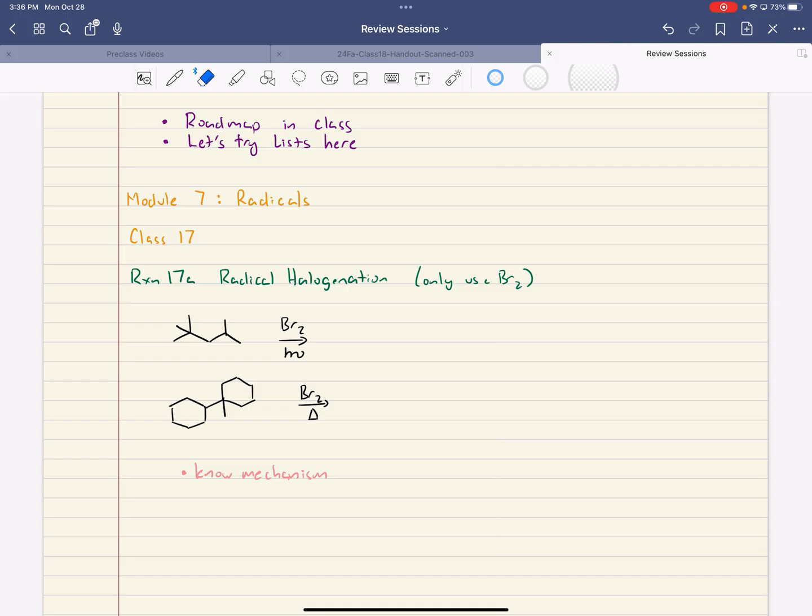This is the mechanism where you have the 3 steps, right? The initiation, propagation, and termination. Initiation has 1 step. Propagation, and termination. Underneath, I'll put a number of steps. There's 1 initiation, there's 2 propagations, and there happens to be 3 terminations.